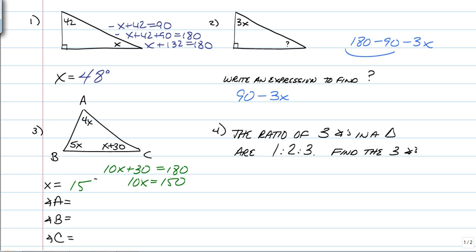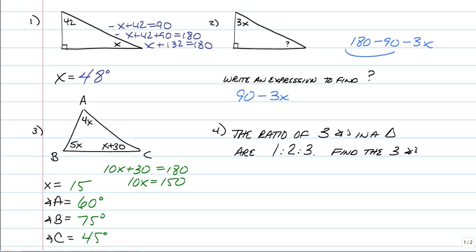And now you just have to substitute 15 into all of these angles. So you're going to substitute 15 into 4x, which is A. You're going to get 60 degrees. You're going to substitute 15 into angle B, which is 5 times 15, which is going to give you 75 degrees. And then angle C is 15 plus 30, which is 45 degrees. And there you go on that guy.